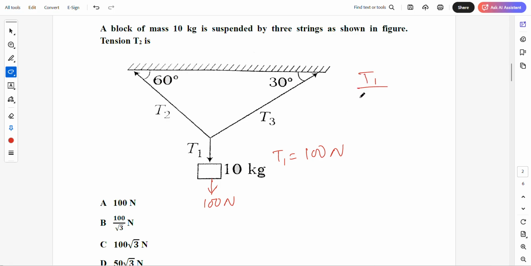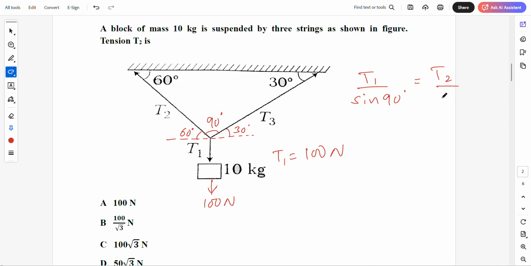T1 divided by sine of how much? This 60 plus 30 is 90. This will be how much? 90 degree. T1 by sine of 90 degree. Very good. That is equal to T2 divided by, now if this is the angle given from horizontal, you also draw a horizontal line here. If this is 30 degree, alternate angle is 30 degree. If this is 60 degree, this will also be 60 degree, alternate angles.